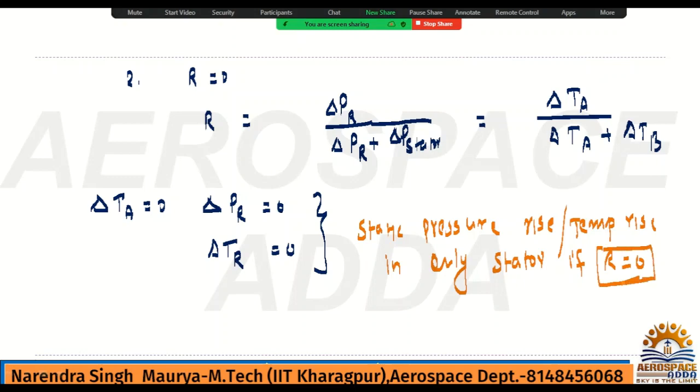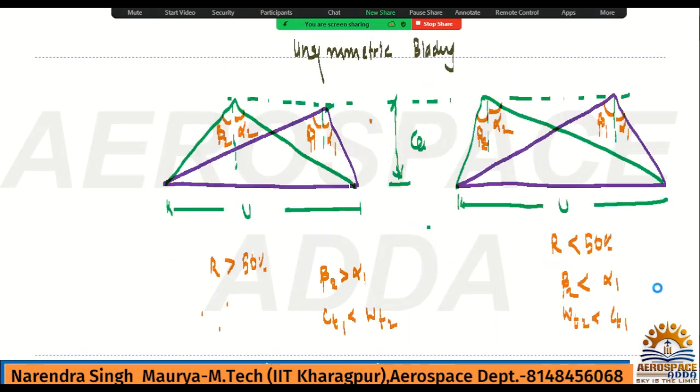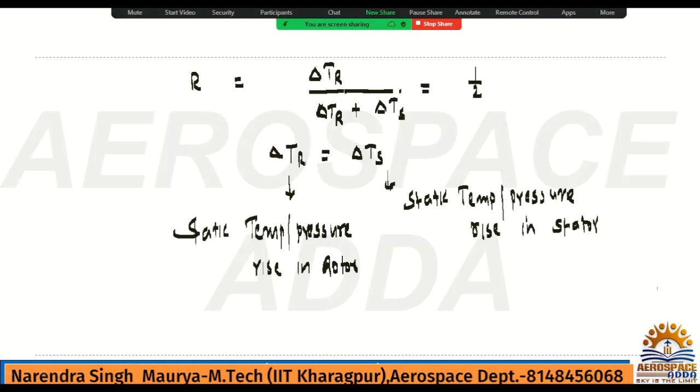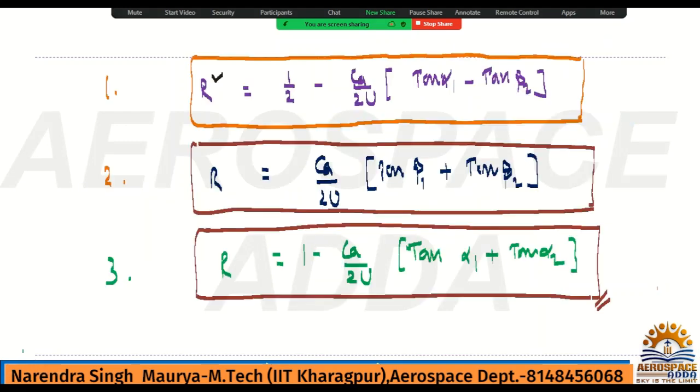This is also for 1 mark. A 1 mark theory question they can ask. For a turbo machine they say directly, if degree of reaction is 0, then what is the meaning of it? You need to mark the answer. Check this option, whether it is given in terms of temperature, pressure, or in terms of alpha beta. Check the formula. If R is 0, what will be the relation?